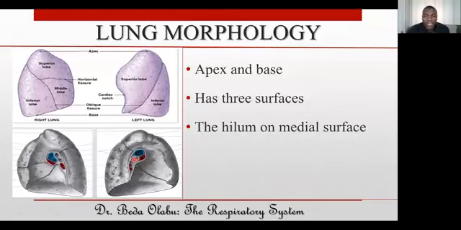The pulmonary artery takes deoxygenated blood into the lungs, and that pulmonary artery is targeting the respiratory portion of the lung. And of course, pulmonary veins carry oxygenated blood from the respiratory portions of the lung. Apart from pulmonary vessels, we also have bronchial vessels. There's bronchial artery and bronchial vein.